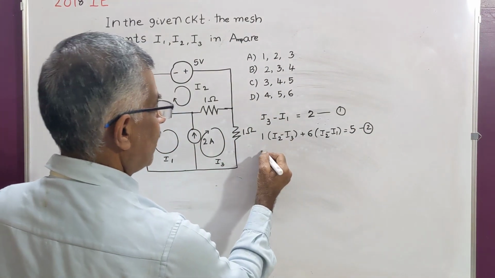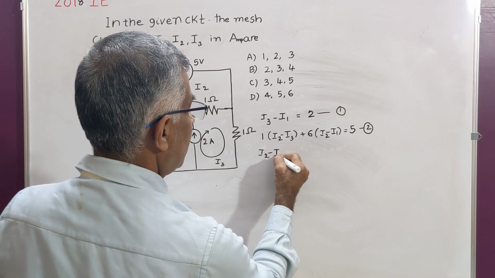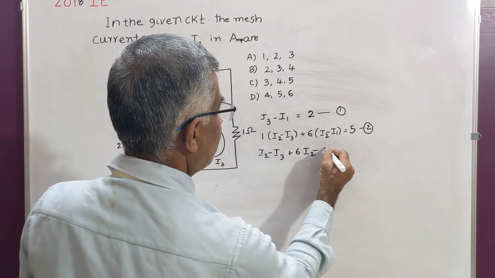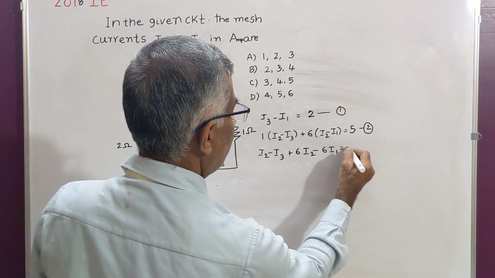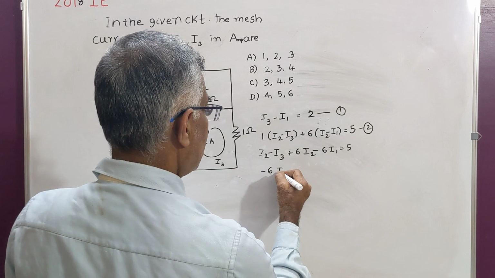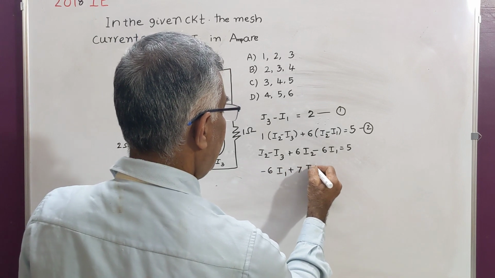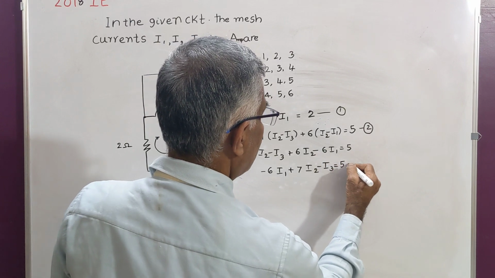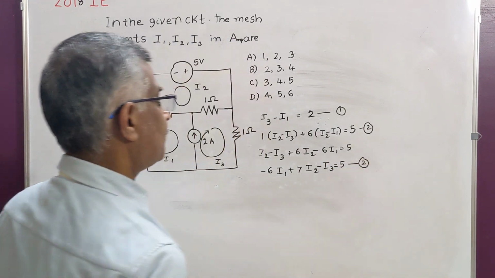If you simplify this, I2 minus I3 plus 6I2 minus 6I1 equal to 5, or minus 6I1 plus 7I2 minus I3 equal to 5. Call this equation number 2.